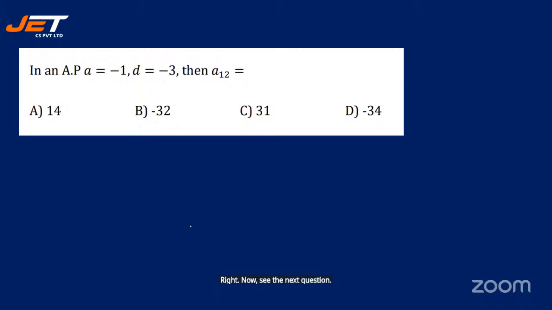A is minus 1. B is minus 3. What is A12? Right. So here you have negatives. So please be a little careful when you are doing sums with negatives.